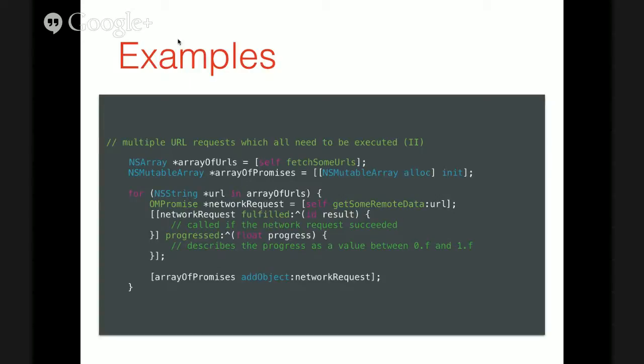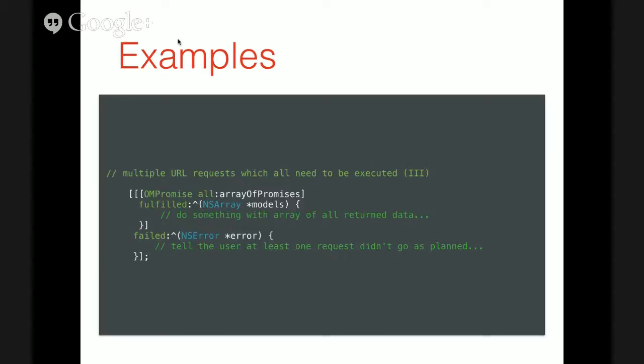I've also added a progress block here, but it's not so interesting. So once you have this array of promises, you can use the Promise class with the all method and pass the array of the promises. What you will get here is that only if every API request gets the success block executed will some fulfillment block be executed.